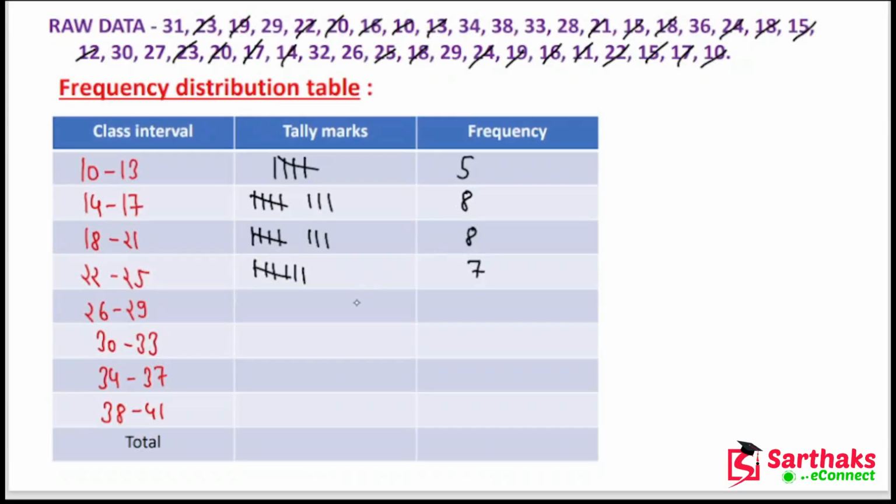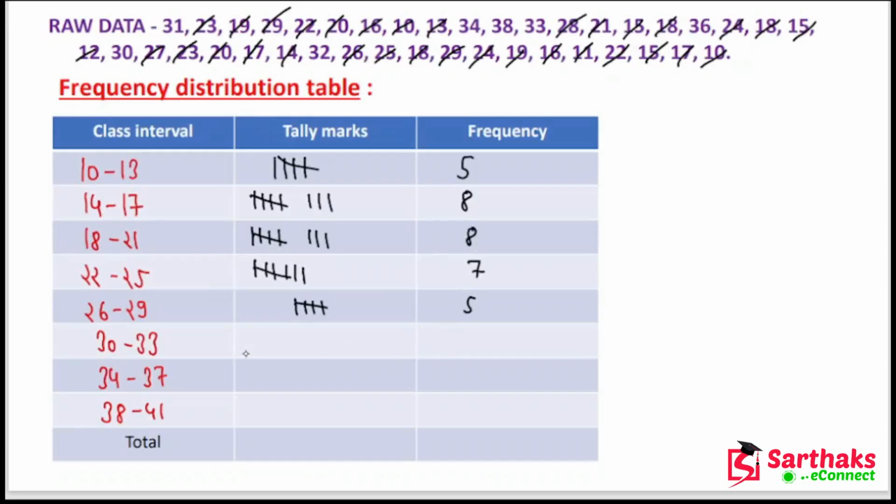Now let us take 26 to 29, and we will have 26 to 29. 1, 2, 3, 4, 5. So 1, 2, 3, 4 and 5. So we have got 5 values between 26 and 29.